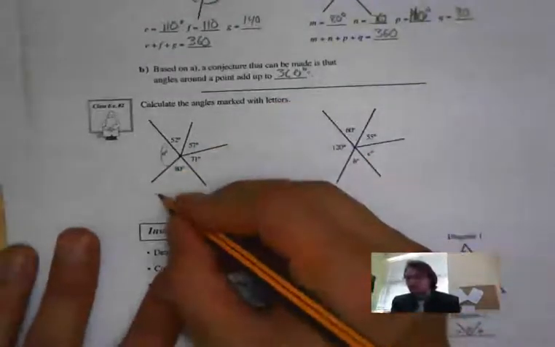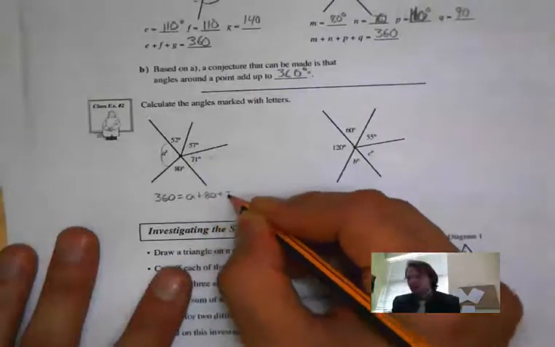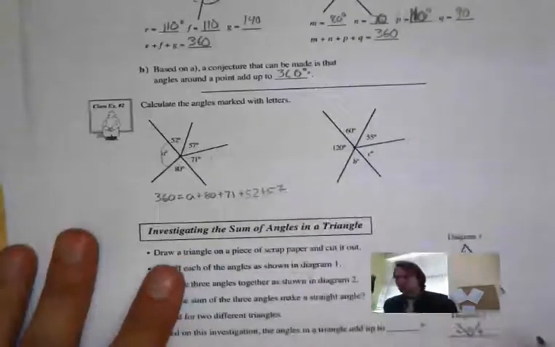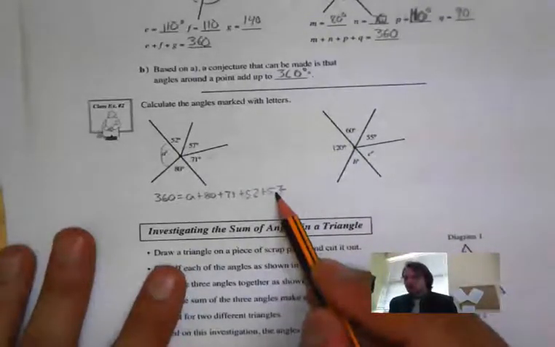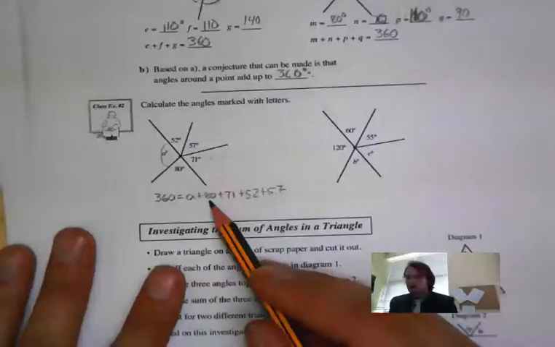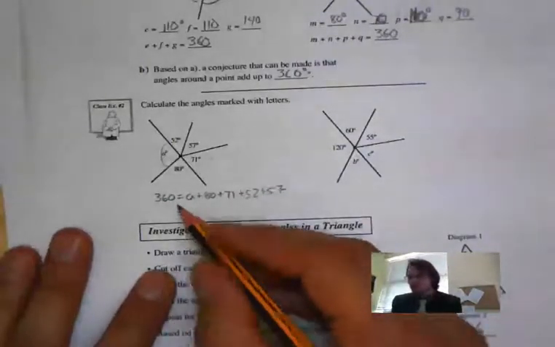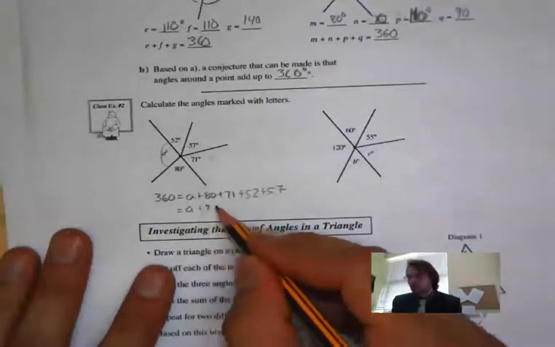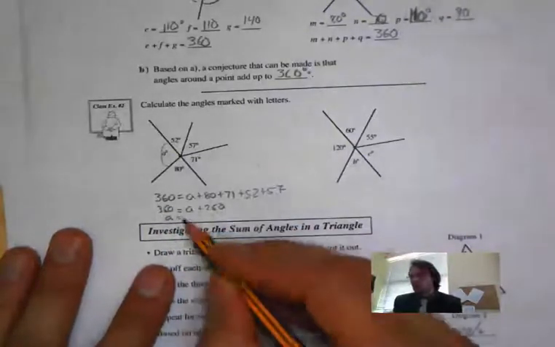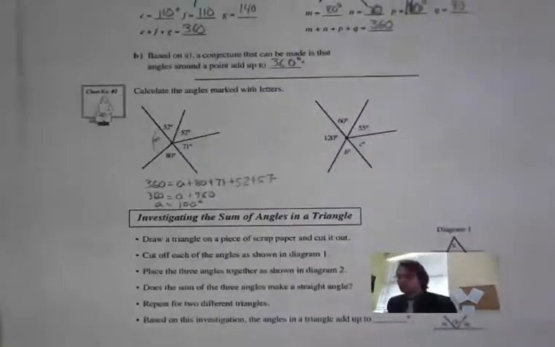So we have 360 is equal to A plus 80 plus 71 plus 52 plus 57. So let's add these up. This is going to give me 109 plus 71 is 180 plus 80 is 260. So A plus 260 is equal to 360. Then I'm going to end up getting A is equal to 100 degrees. Okay? Let's take a look at the second one.